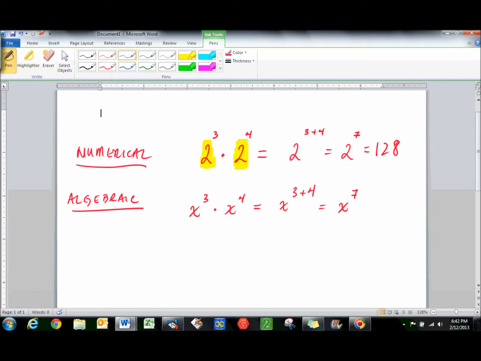But what I want to show you is why and how this works. What x to the third is technically telling us is that we have 3 x values being multiplied together.